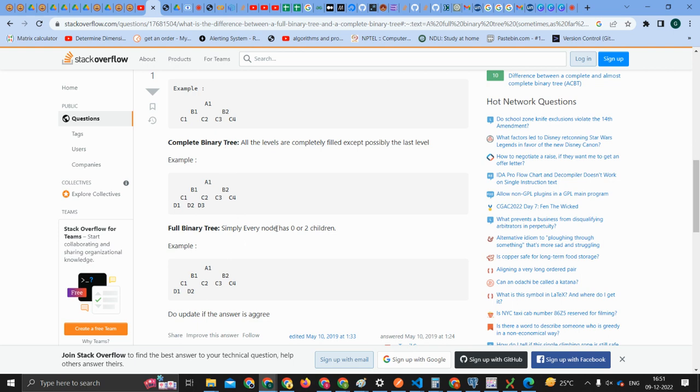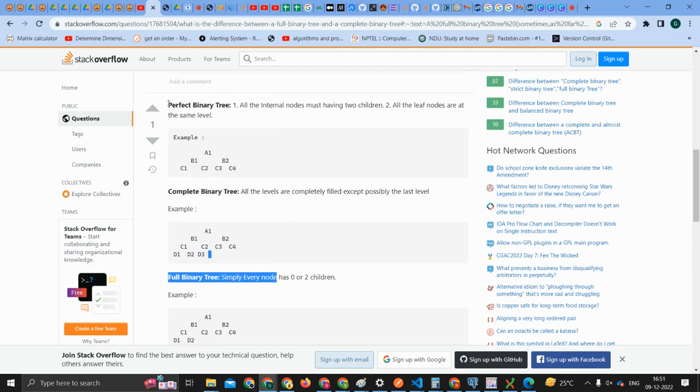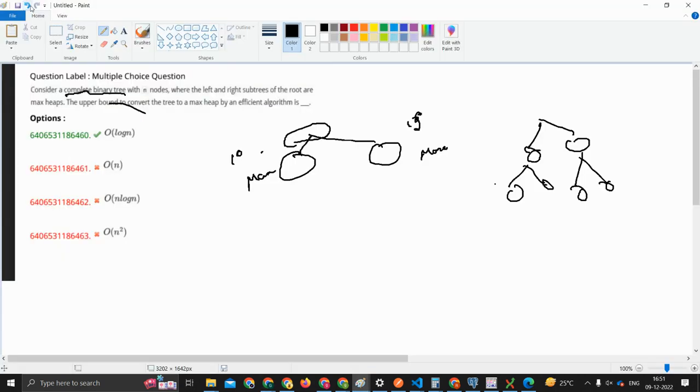So what if everything is completely filled? Then it is a perfect tree. Complete, perfect, and full. So it is like we have a complete tree, then a specialization of that is a full tree, and then we have a perfect one like that. Kind of.